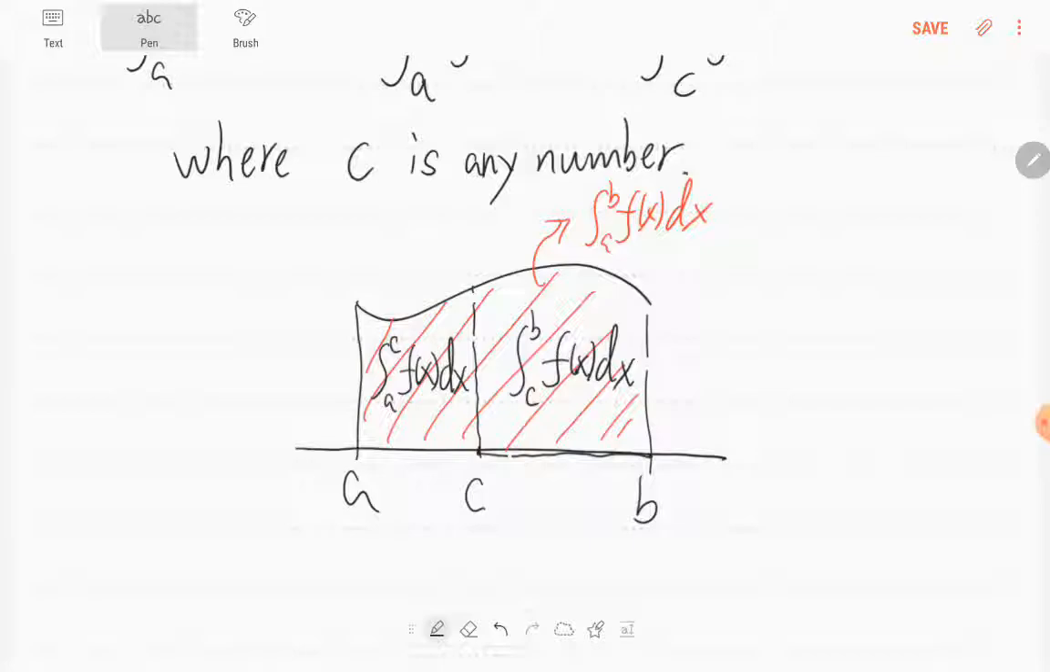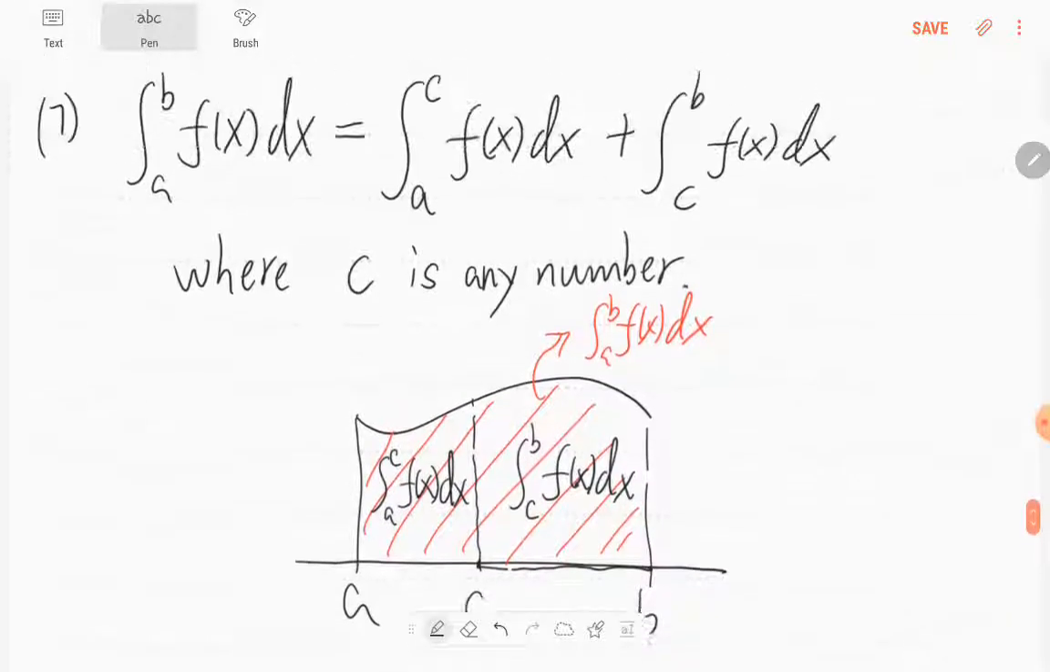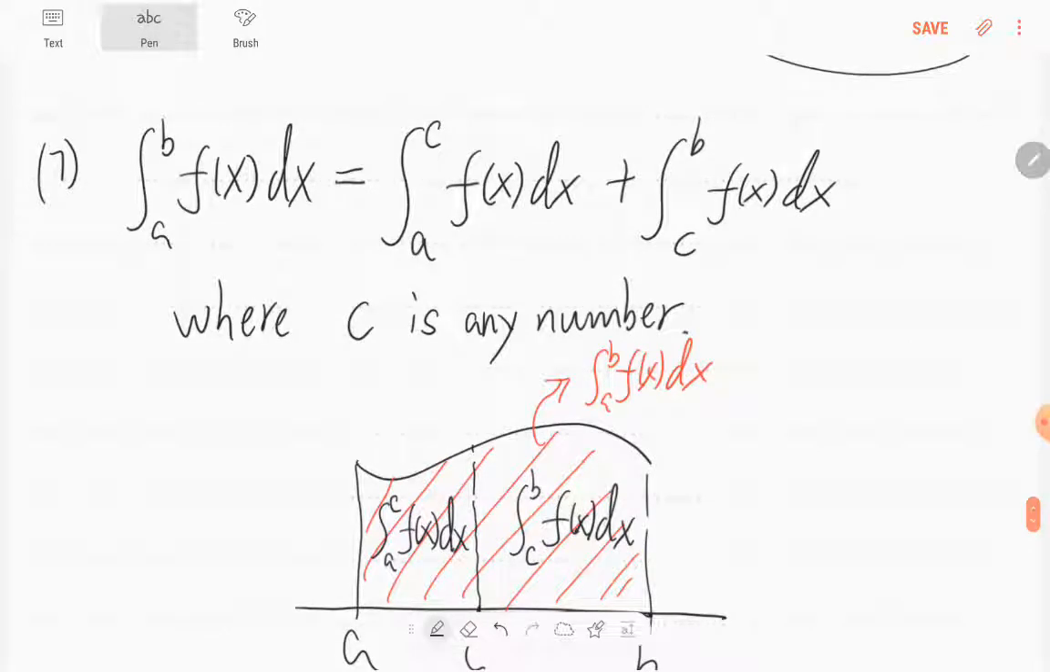So this red region, the area of the total region, is the integral from a to c plus the integral from c to b. Here c is between a and b. We have the geometric meaning. Of course, this is also true for c outside a and b. So c could be any number. So very important.